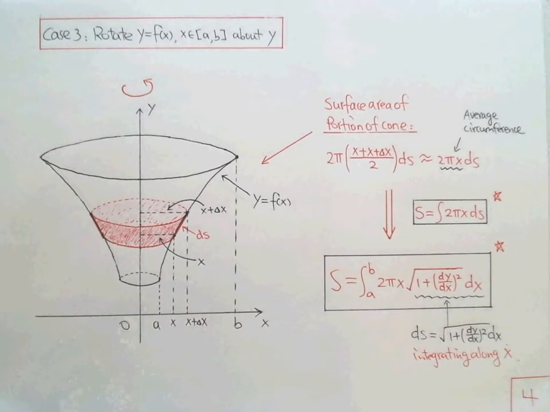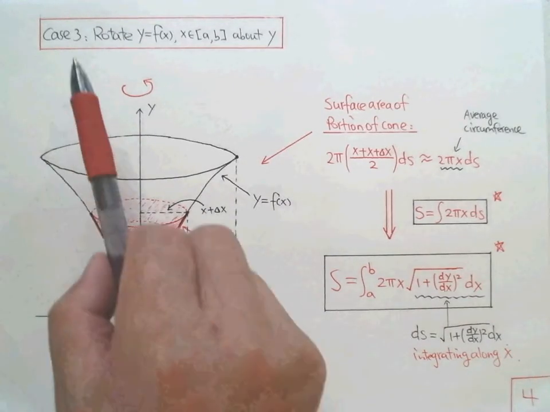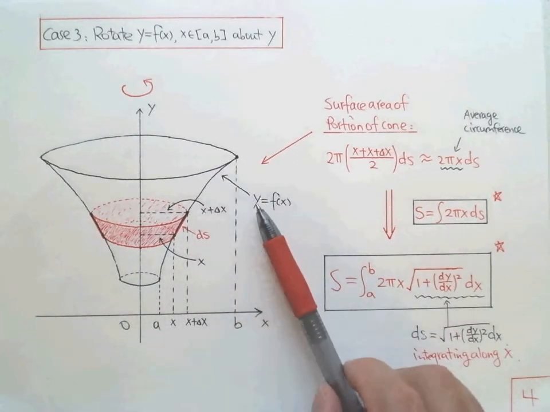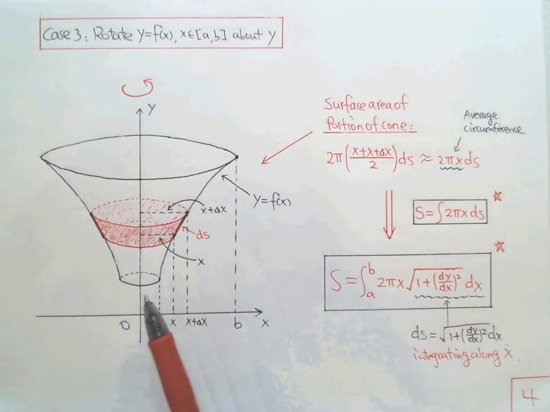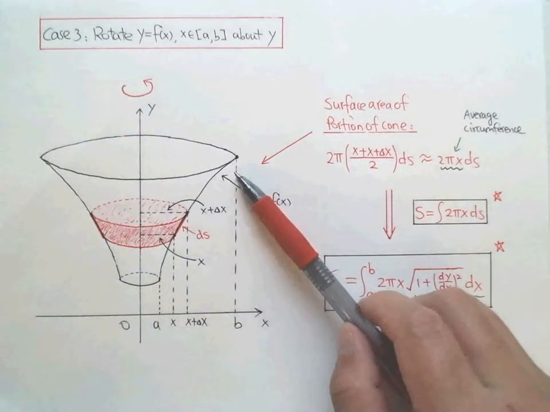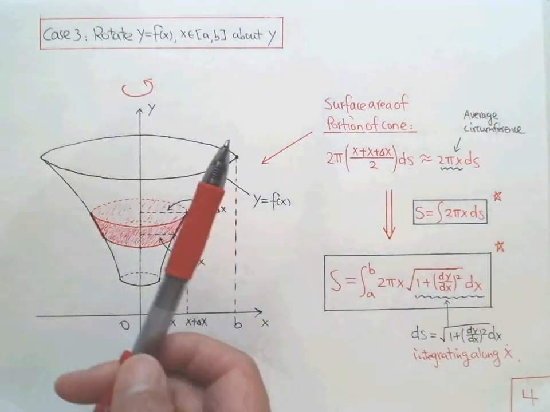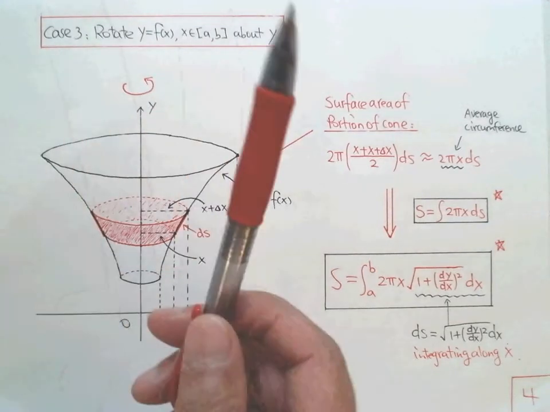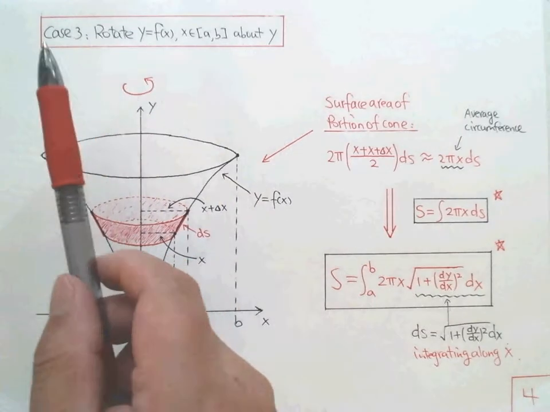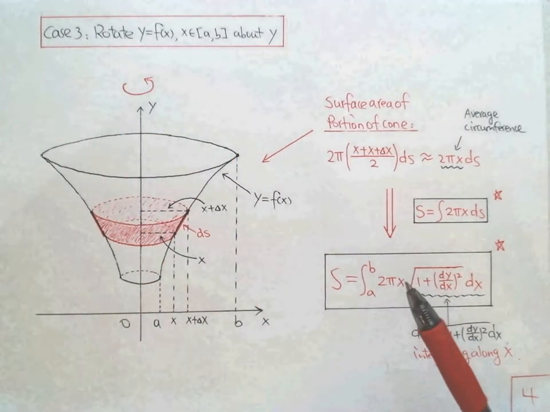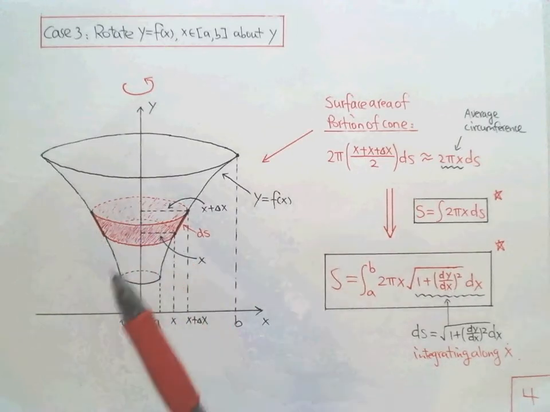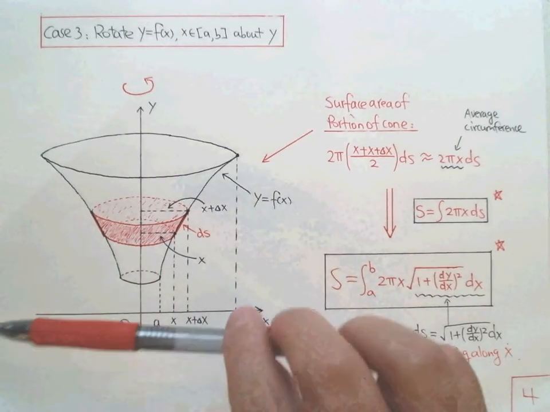And two more cases. So this time we have case 3. We have a function y of x, where x is the independent variable from a to b. We rotate this function about y. Now, how do we get the area of the surface?